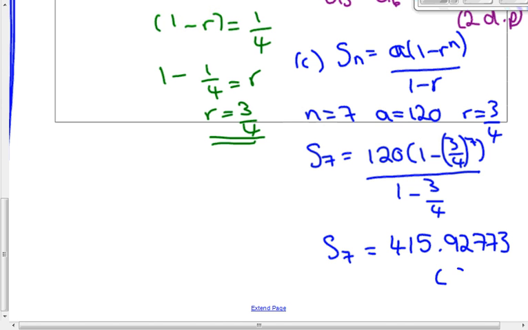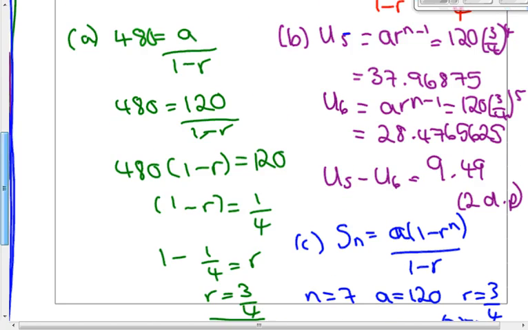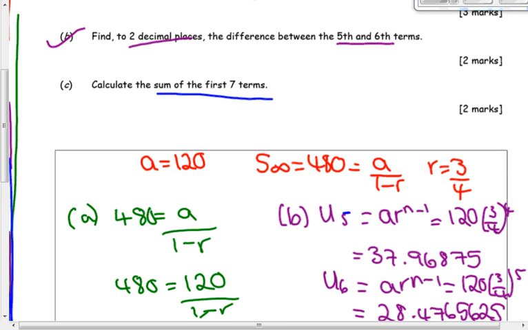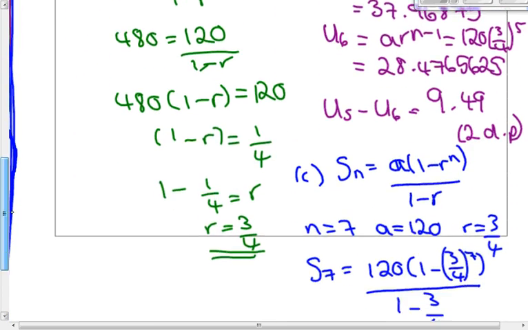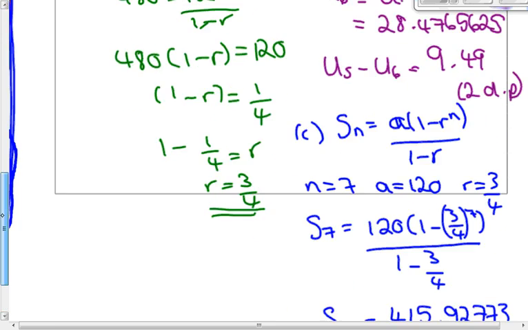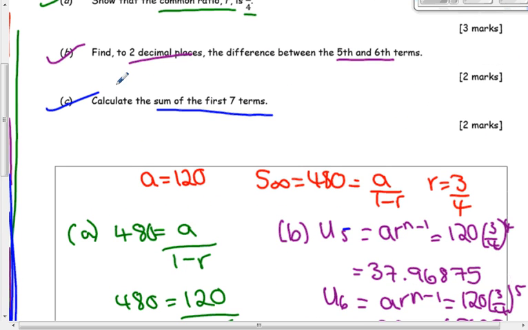415.92773. And that's correct to 5 decimal places. We're not told what accuracy to give it to, but considering you're told to give your answer in part B to 2 decimal places, I would make sure it would be at least 2 decimal places, the accuracy that you keep in part C. So that's that past paper question completed.